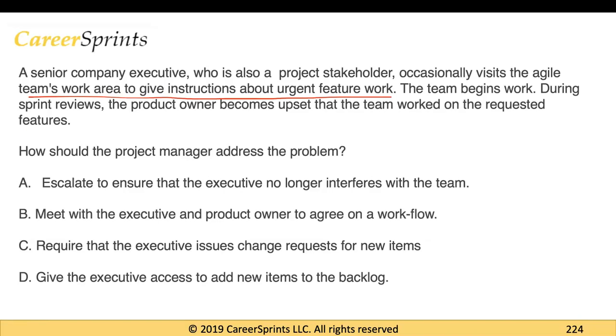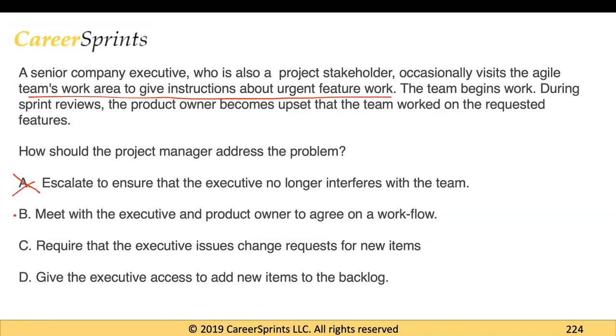So let's look at option A. It says escalate to ensure that the executive no longer interferes with the team. This is not really necessary. You don't necessarily need to escalate everything. You can directly have a conversation with that person. So this option will be wrong. Let's look at option 2. It says meet with the executive and the product owner to agree on a workflow. So this is not a bad option, because the executive should normally go through the product owner, and you can mediate this meeting between the executive and the product owner so that they can agree on a workflow. But let's just put a dot here.